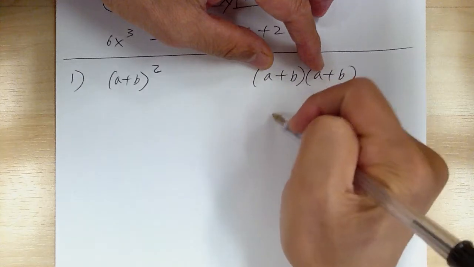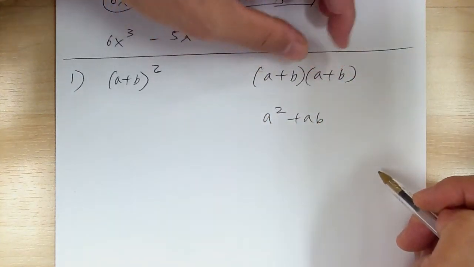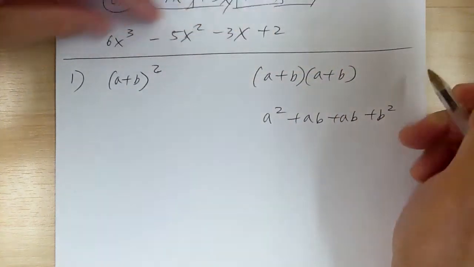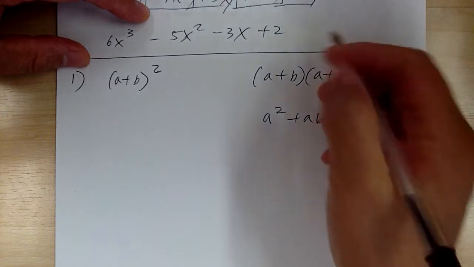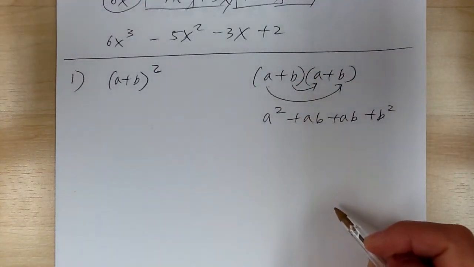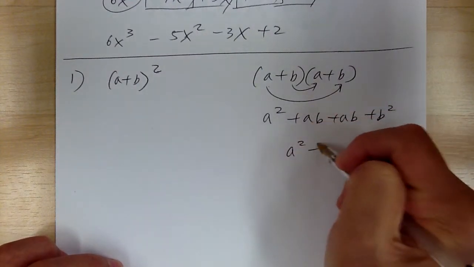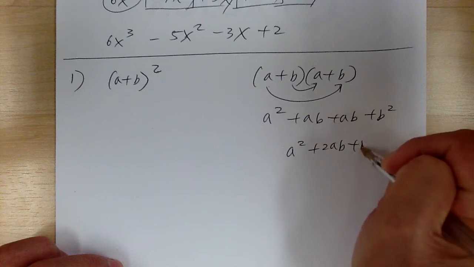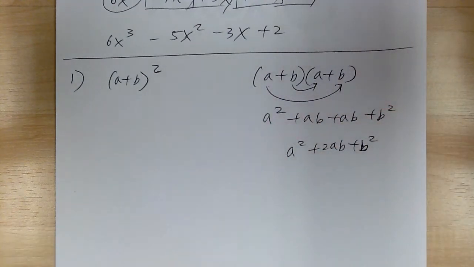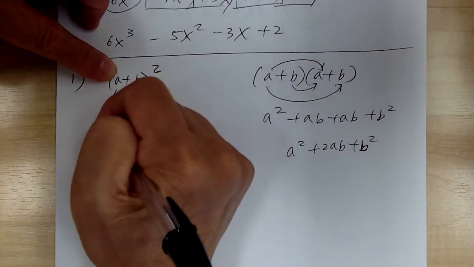So you're going to get a squared plus ab, right? And then over here, you get plus ab and plus b squared. Notice there are two abs, okay? They came from this one and they came from this one, okay? And so that's where the middle term came from. So it's a squared plus 2ab plus b squared. But instead of doing this all the time, the easier way to do this is this, okay? Notice you have this over here, see that?